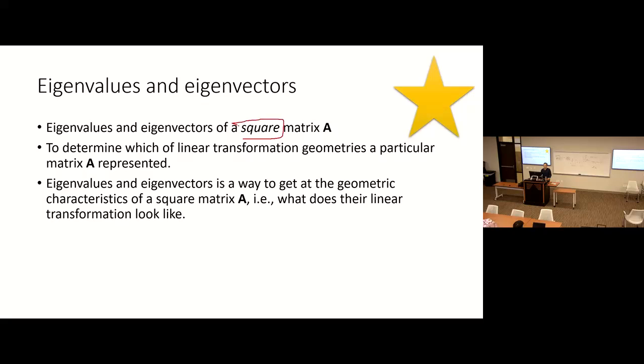Remember, the matrix A has to be a square matrix. And this system, they always come together as a pair. So this 5 and this vector (1, 2) is a set for this matrix. This set determines which linear transformation, geometrically, a particular matrix represents.